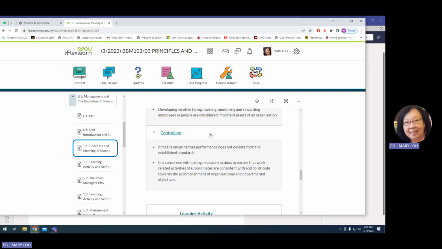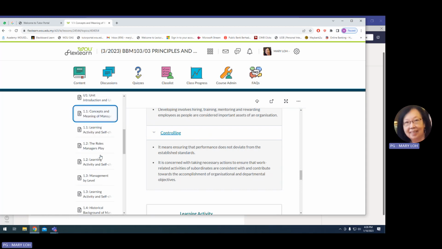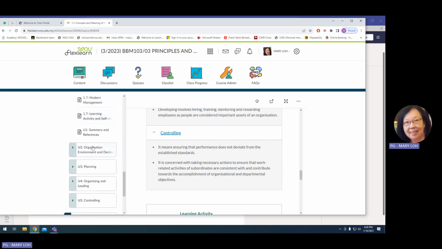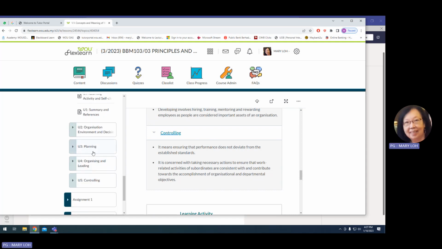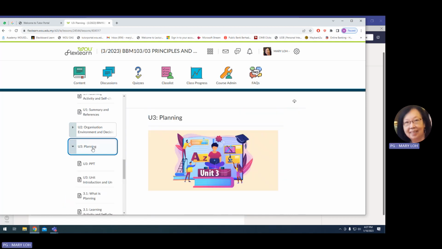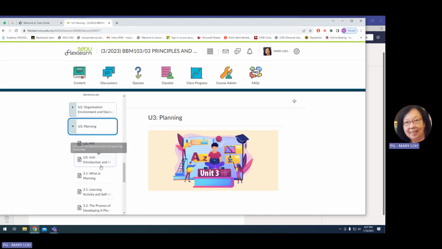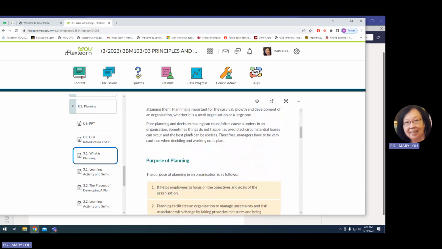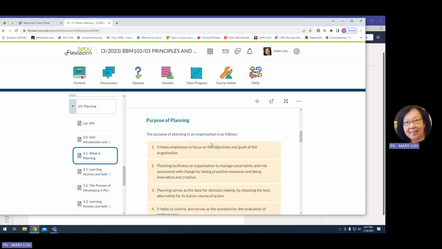Now, where else can you get more information on these four functions? If you look further here, you go down to this unit, if you refer to unit 3 and 4, as you can see, these are all the functions of management. So obviously, if you refer to the notes here, you will have more detailed information as to, number one, what is planning. Now, there's a whole host of information here, but you're not required to include every single thing.